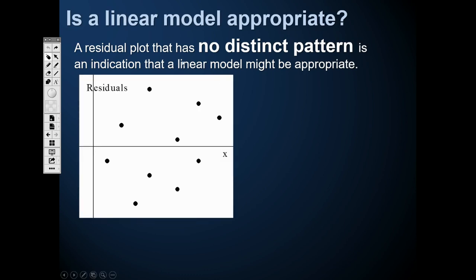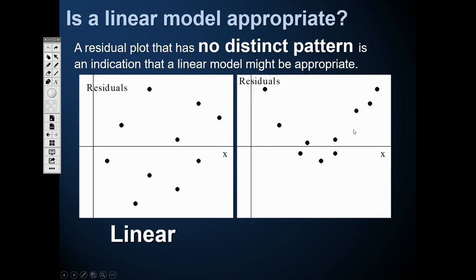So here's a random residual plot. That's what I'm looking for. And if I'm going to write about this, I may say, because our residual plot appears random, our linear model is appropriate. Here I have a clear U-shaped pattern to the residuals. And if that happens, then I would think that a linear model may not be appropriate. It's probably something else: power, logarithmic, exponential, something.